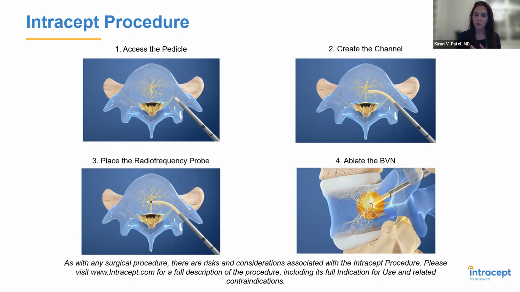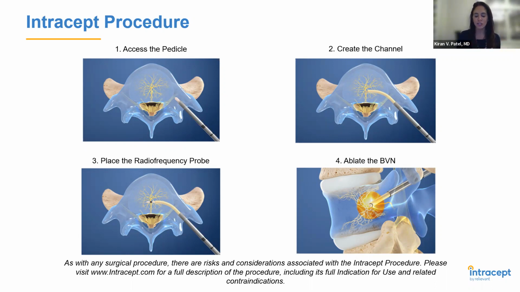So we want to stay more posterior, and we want to stay in the middle of the vertebral body, similar to kyphoplasty in that respect. We're accessing through the pedicle. The goal is to create a channel by which we can then place a radiofrequency probe and ablate the trunk of the basivertebral nerve.